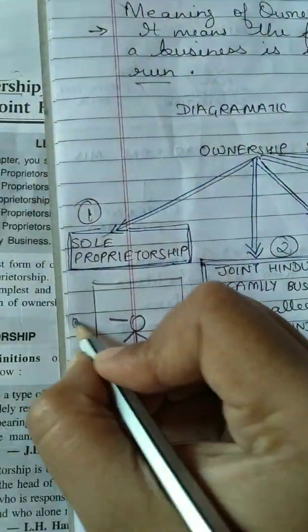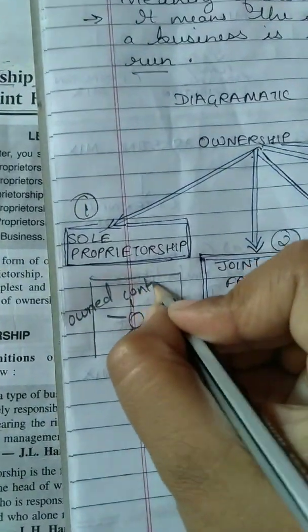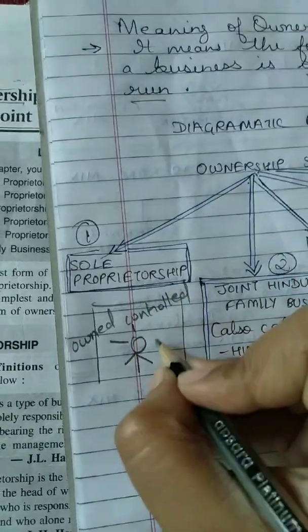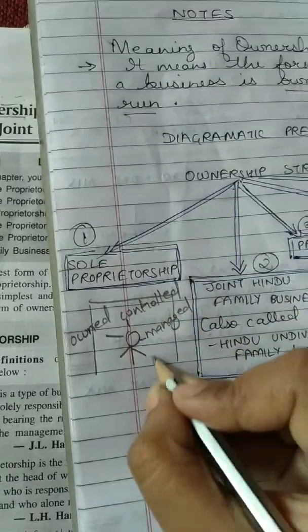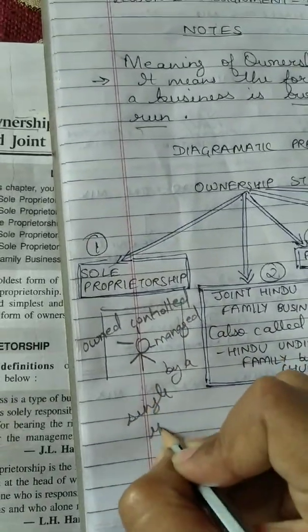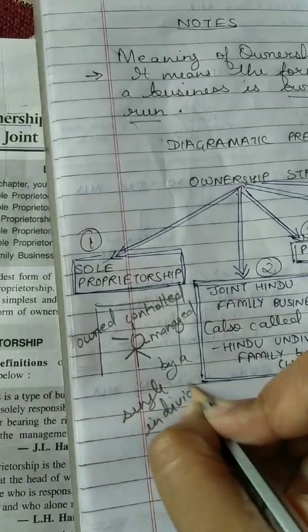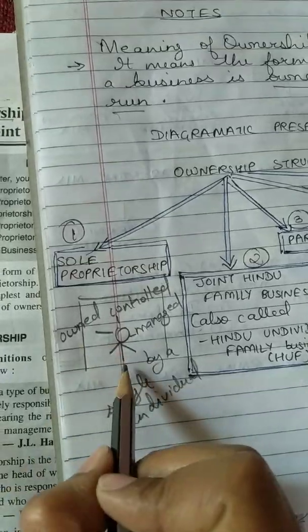So basically we are saying sole proprietorship is that type of business which is owned, controlled as well as managed by a single individual. Alright students, so only one person, this single individual, is the owner of the business.